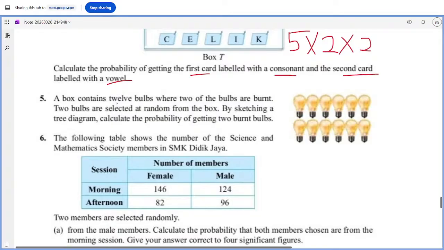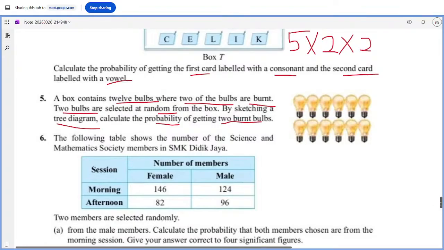Question 5. Okay, so they say a box contains 12 bulbs where 2 of the bulbs are burnt. So over here you can see got 12 and then they say 2 are burnt. So they say 2 bulbs are selected at random from the box. Again you guys see the keyword, it must be random. Random is important. And they say by sketching 3 diagrams. So guys, whether you like it or not, you need to sketch 3 diagrams. They say calculate the probability of getting 2 burnt bulbs. You want to get 2 burnt bulbs out of the 12. So you're going to select it randomly.